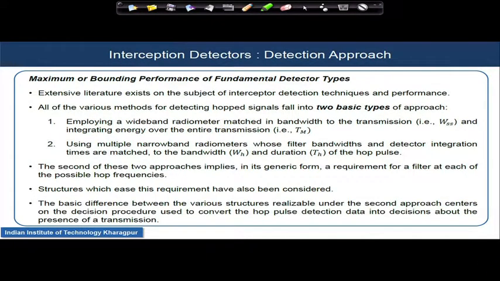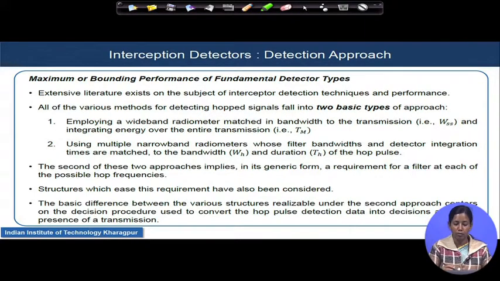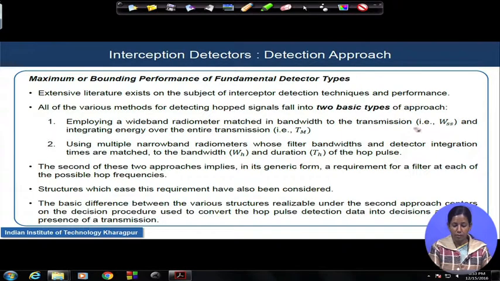Now coming to the maximum or bounding performance for the fundamental detector types, if you go for an exhaustive literature search, we will find that almost all the detectors for hop signals fall into two basic types of approaches. One is to deploy a wideband radiometer matched to the transmission bandwidth of the transmission signal, which is the WSS, and then integrate this over the entire transmission time. So your detector is basically a wideband radiometer.